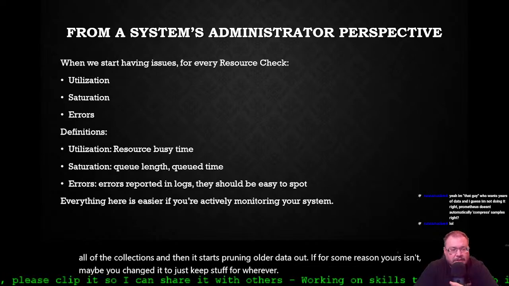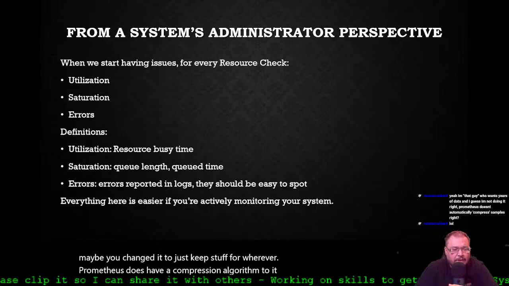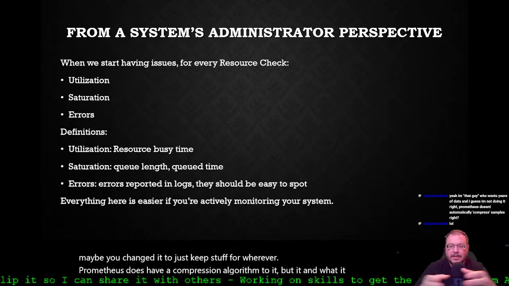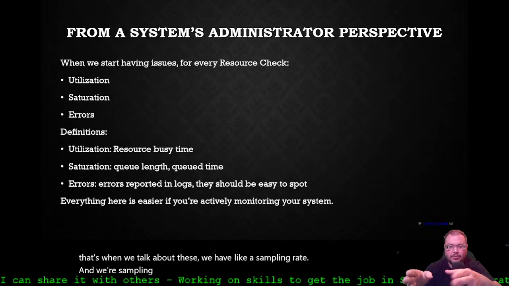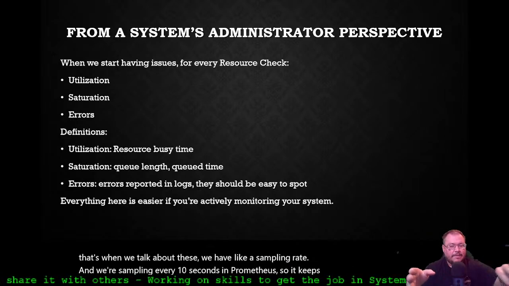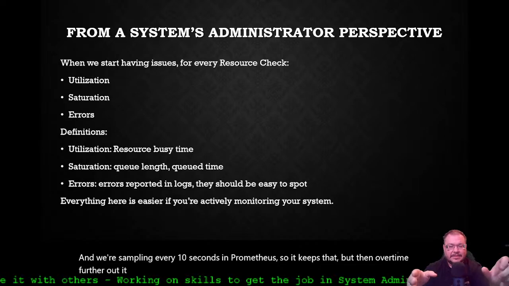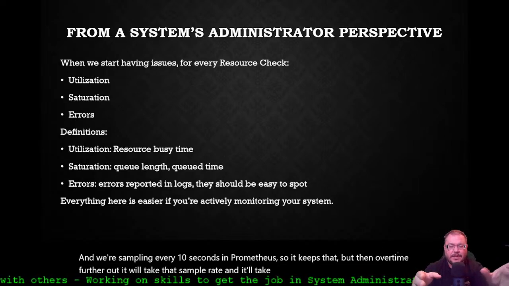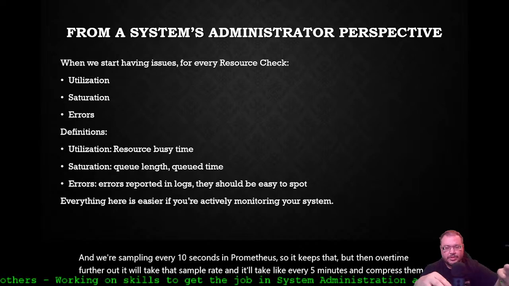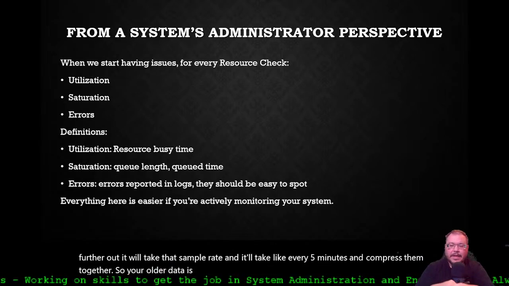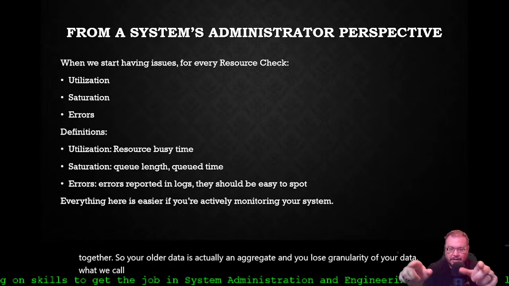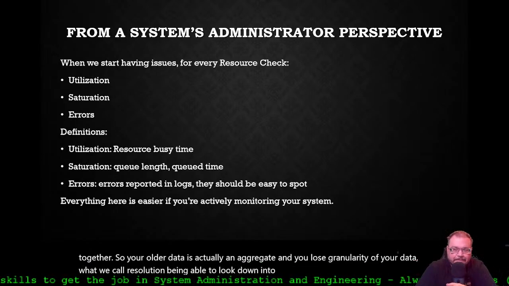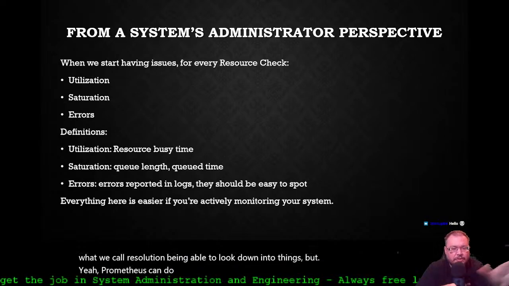Prometheus does have a compression algorithm to it. What it does is, when we talk about these, we have a sampling rate, and we're sampling every 10 seconds in Prometheus, so it keeps that. But then over time, further out, it will take that sample rate and take like every 5 minutes and compress them together. So your older data is actually an aggregate, and you lose granularity of your data, what we call resolution, being able to look down into things. But Prometheus can do that. You can configure that in there.